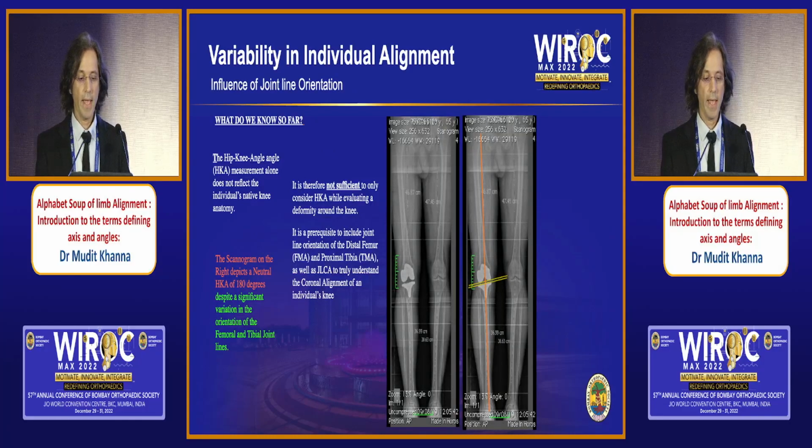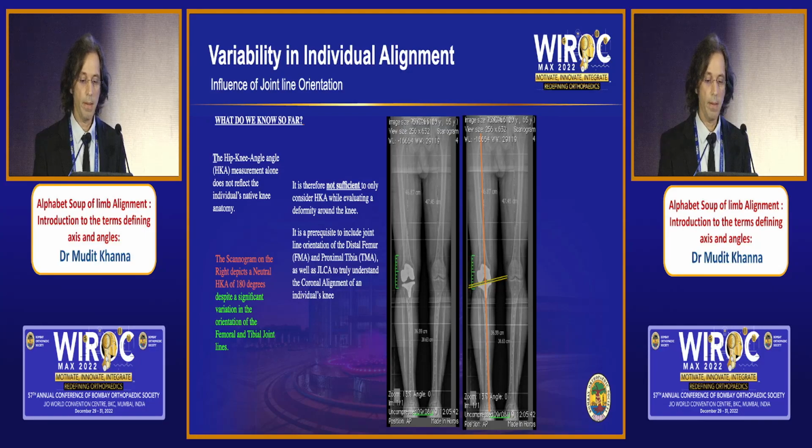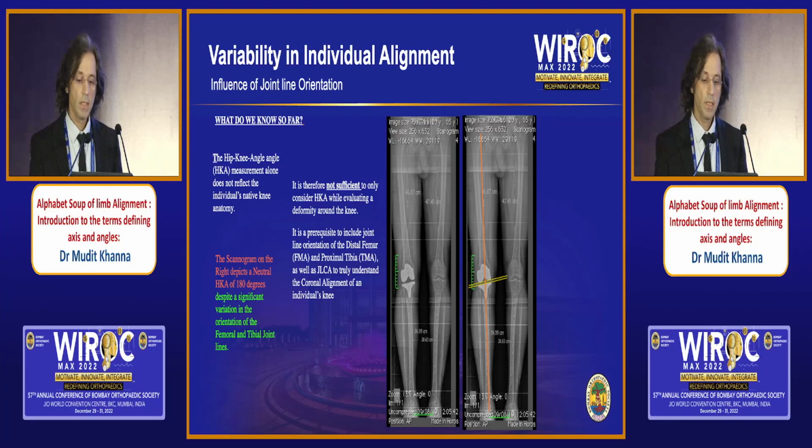And just before I end, I just want to show a scanogram, and as we can see, the hip-knee alignment in this particular patient has been restored. The center of the hip, the center of the knee, and the center of the ankle are passing through in a straight line, and the HKA is 180 degrees. But the joint line has been completely changed in this particular patient. From a 3-degree varus, it's about 3 degrees of valgus.